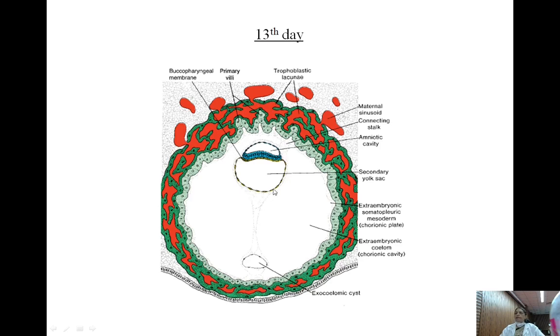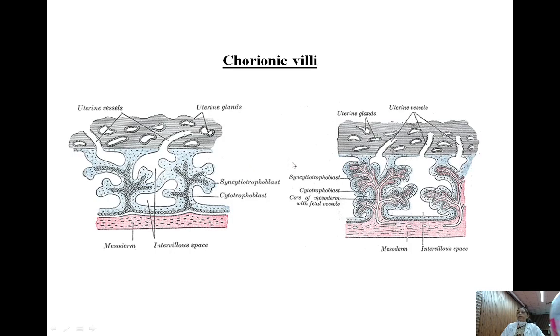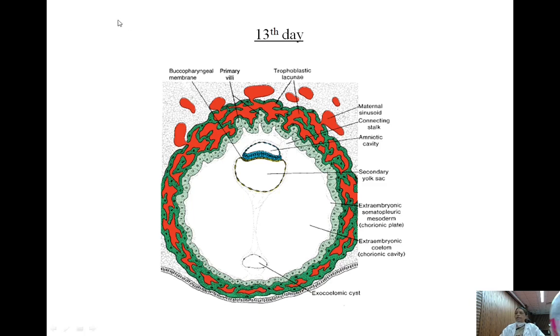The mesoderm will appear deep to the cytotrophoblast, and that is known as the extraembryonic mesoderm, also surrounding the yolk sac and the amniotic cavity. Okay. And here you can see that the primary villus is formed. Now this mesoderm will enter into the primary villus and form the secondary villus. Later on, blood vessels will be formed in this mesoderm, that is the fetal blood vessels.